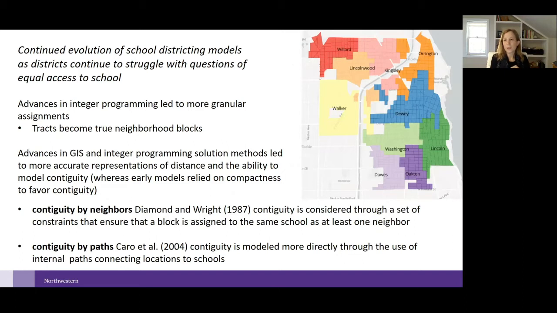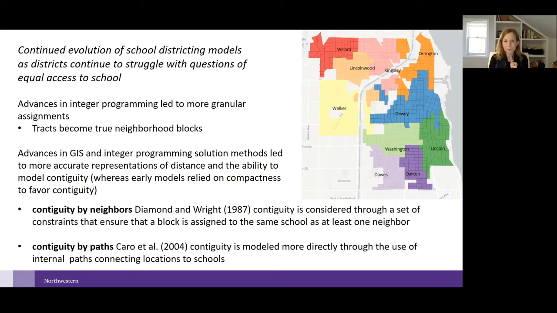On the right here, you can see a map of Evanston, and the boundaries we're looking at when we think about assignment variables are far smaller than what we were talking about with tracks, which were much larger. That can be done because of the advantages in integer programming. Integer programming and advances in GIS have also allowed us to look at distance in a much more accurate way. We can look at school hazards in terms of whether or not students are bused to school. There are also much better ways of looking at network flows for these tracts or neighborhoods, looking at contiguity.